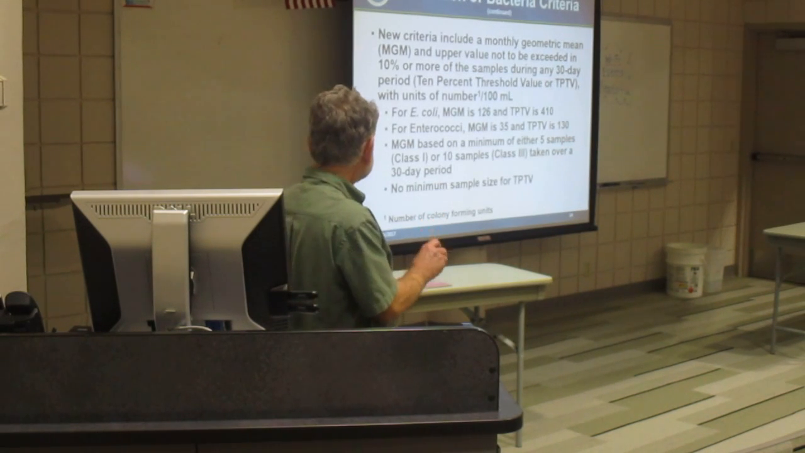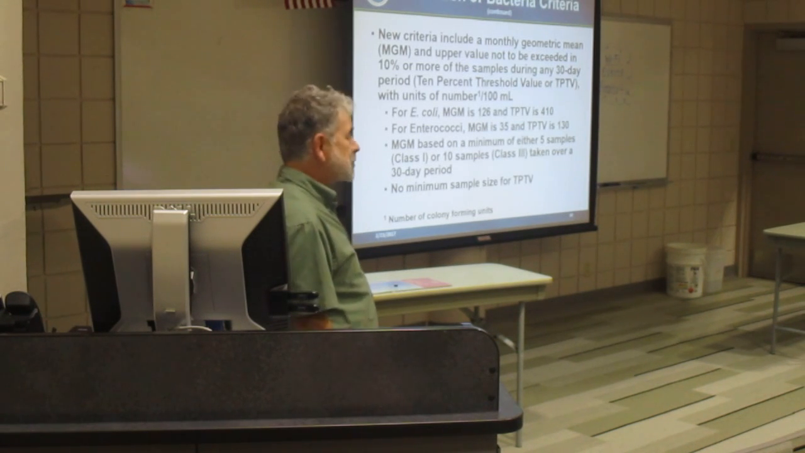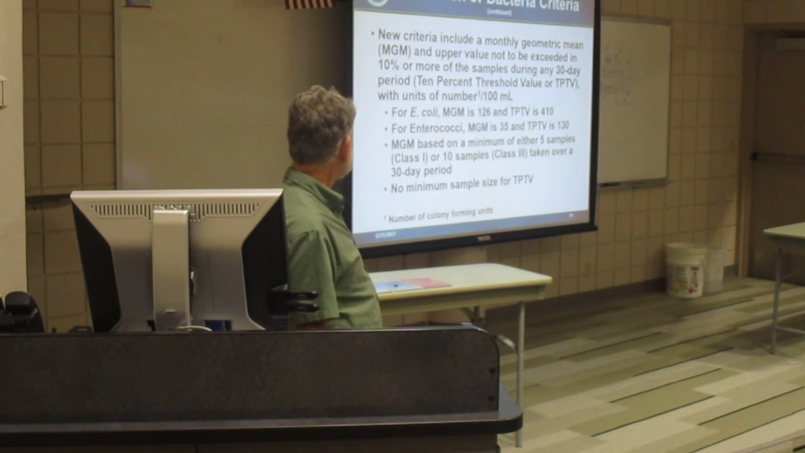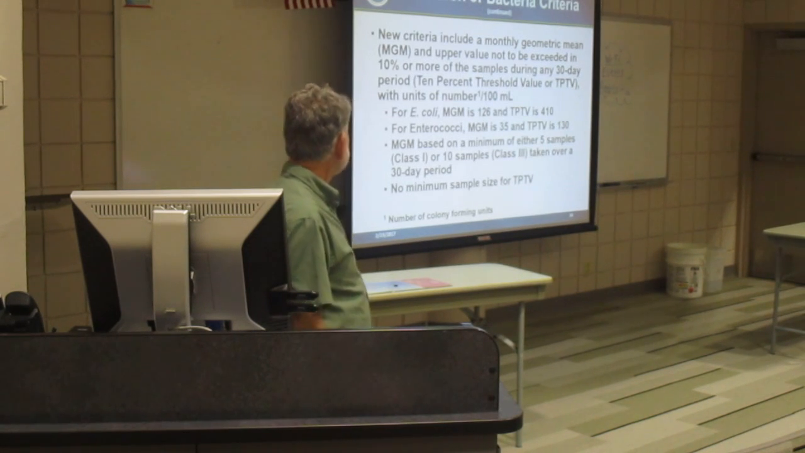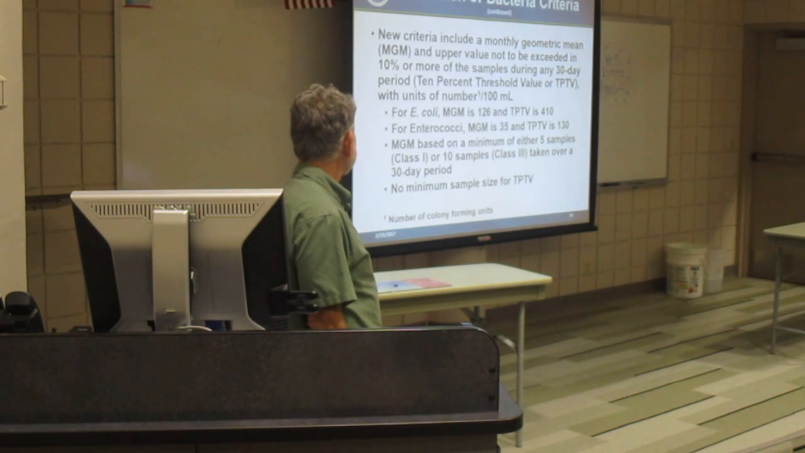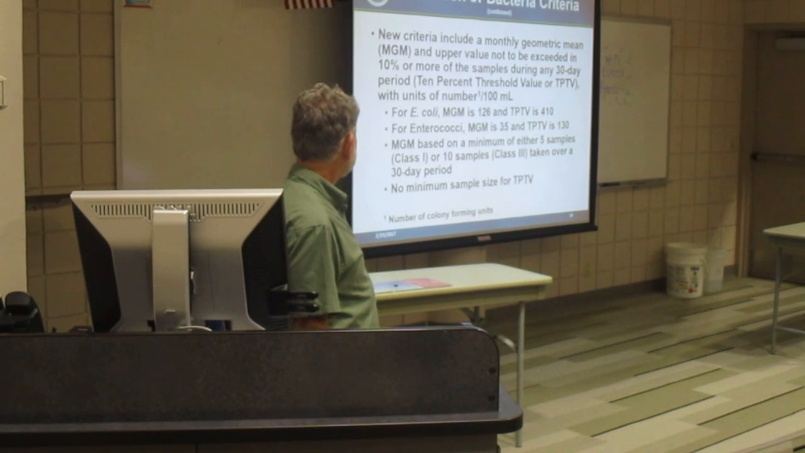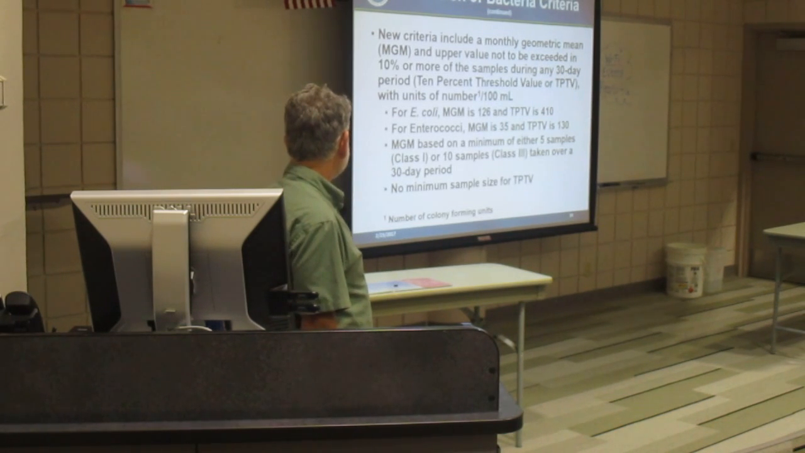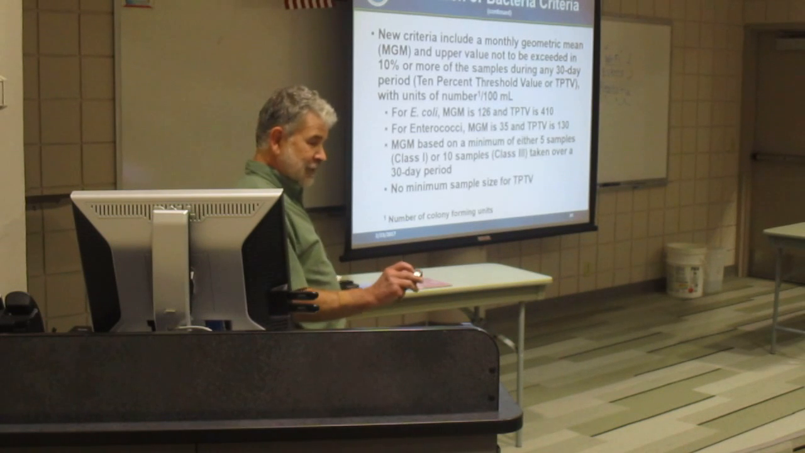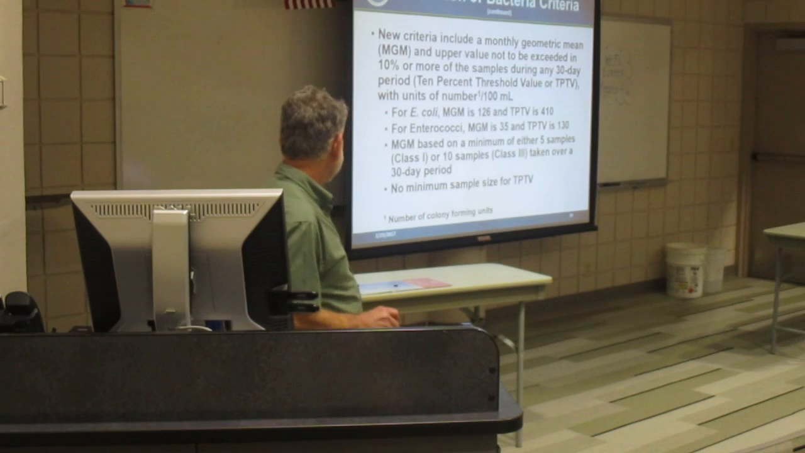And these are just the values. The monthly geometric mean for E. coli is 126. Those are colonies per 100 milliliters of water or sample. And the 10% threshold value would be 410, a higher number. And then for enterococci, 35 is the monthly mean, and the 10% threshold would be 130. This is where we'll probably start glazing over, because some of these slides are going to seem redundant, because we're looking at different water body classes.